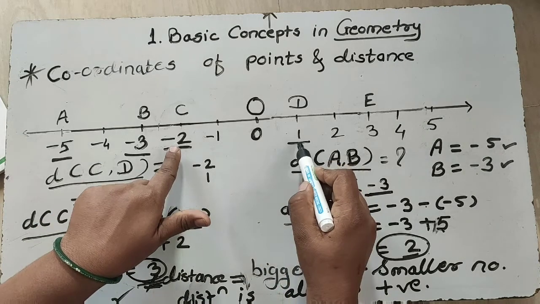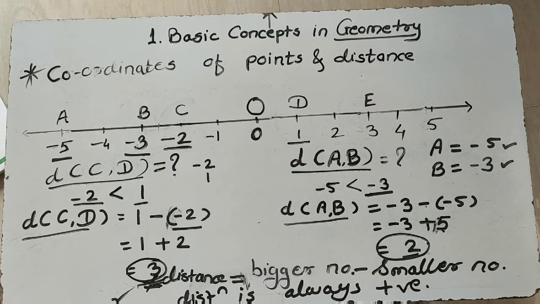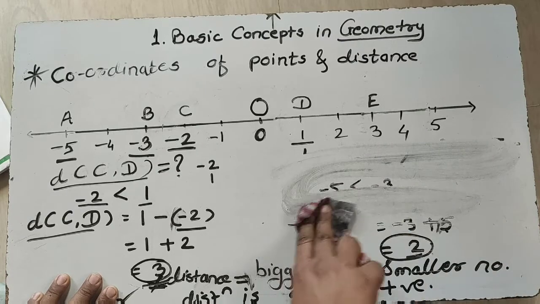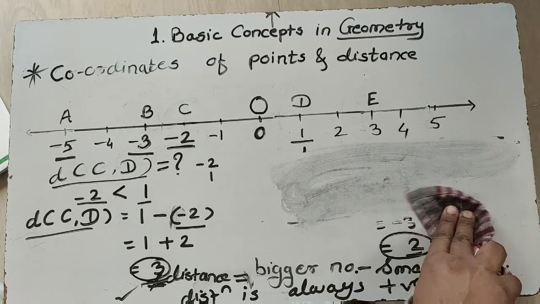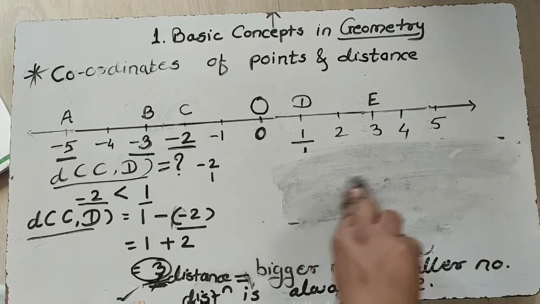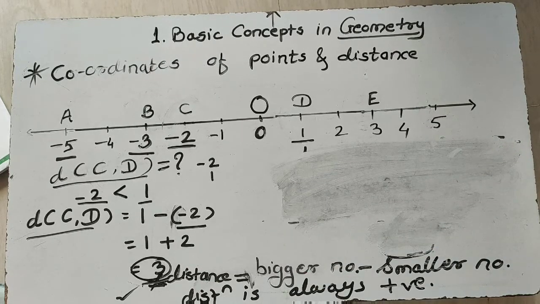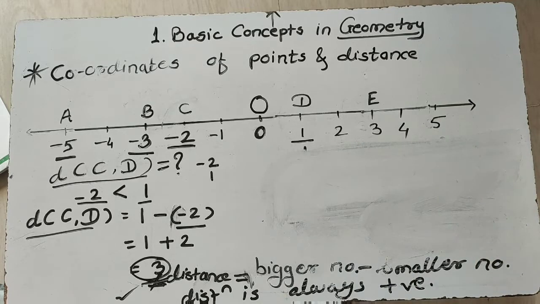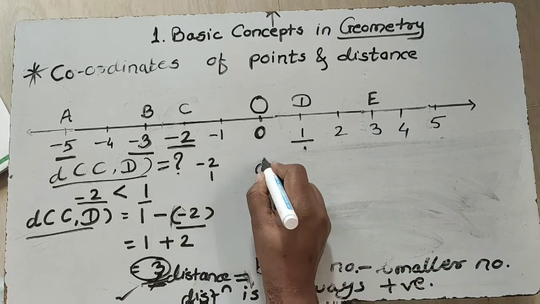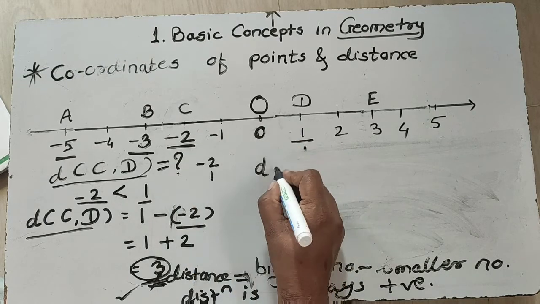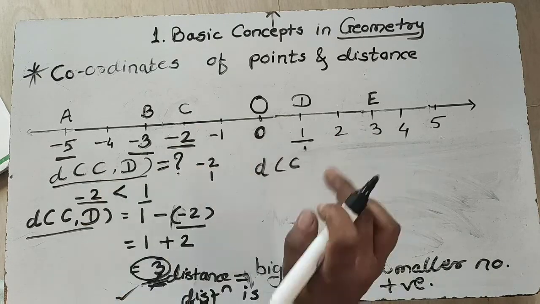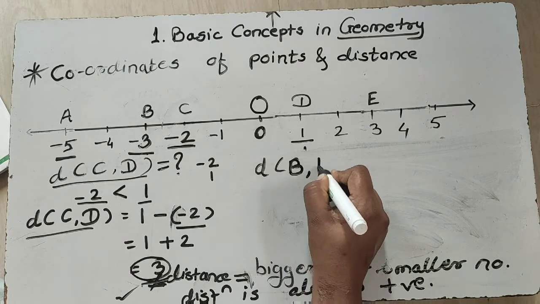Now suppose we want to find the distance between D and C. I will show you one more example. The distance between DC, or CD. CD we already found out. We will find the distance between B and E. Distance between B, E. Okay.